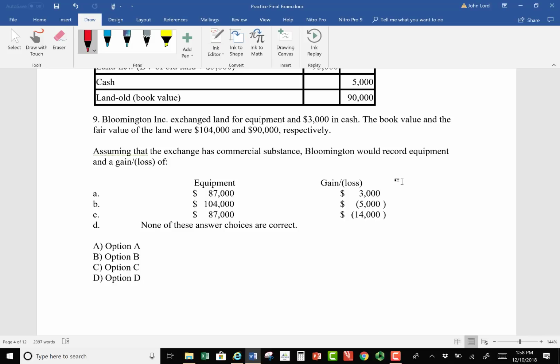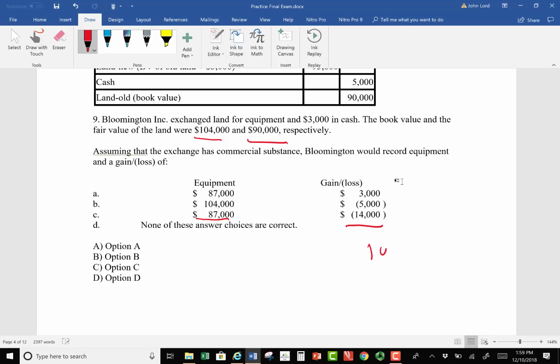Assuming this transaction has commercial substance, we've got a book value of 104 and a fair value of 90. So we know we've lost what? Isn't that 14? So, I mean, this thing's a piece of cake right out of the gate. They only have one $14,000 loss here, right? Okay. But let's go ahead and see if our little rule holds now for obviously the 87,000, which is what?